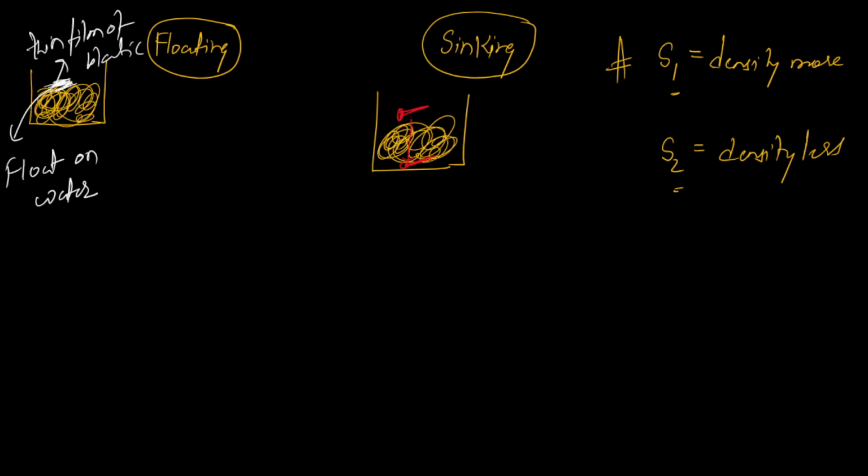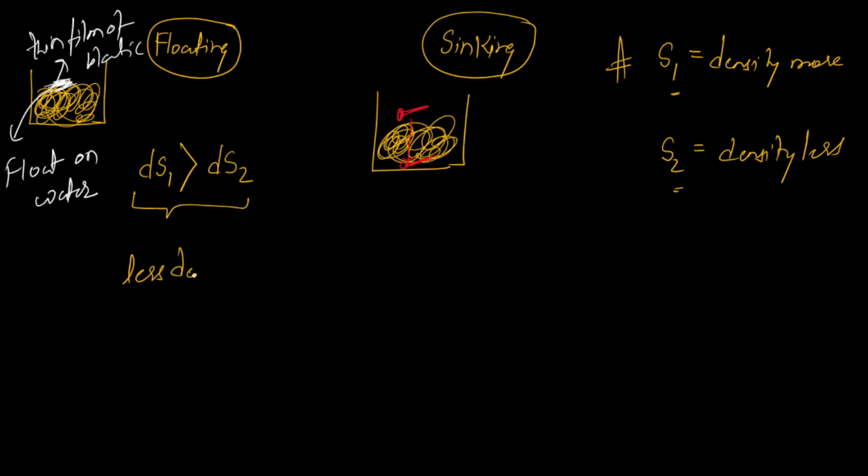So what does it mean here? Whatever material we are considering in terms of floating and sinking, in the case of floating it needs to be lighter than water, and it needs to be heavier in comparison to the water density to sink. So here we can say DS1 is more than DS2, and in that case the less dense one floats.